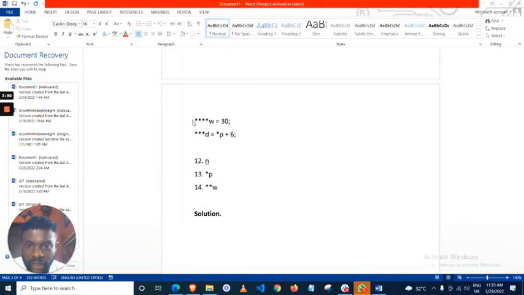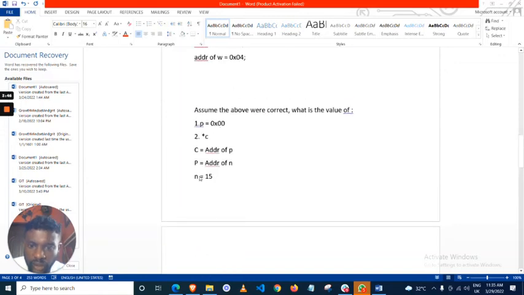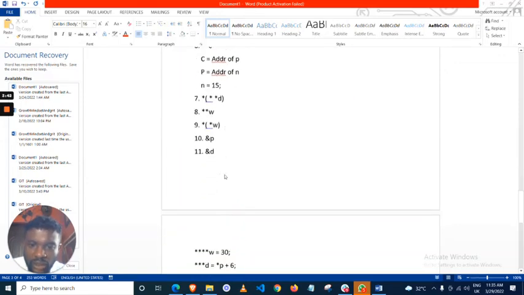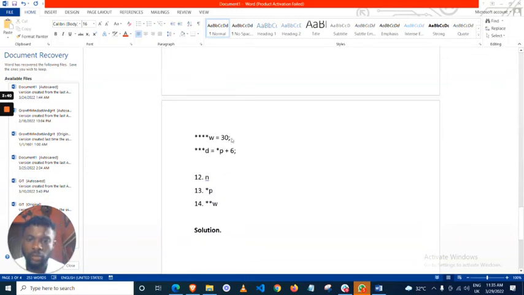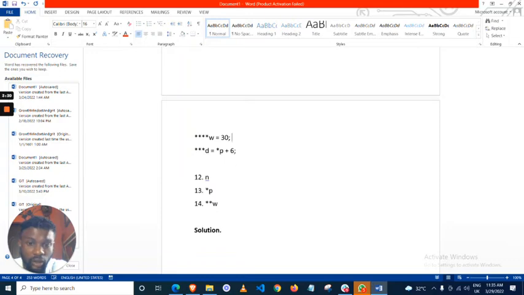So this is just like saying I've changed the value of N from what it was initially, from 15 here, to becoming 30 here. Take note, this is different. If I say W is 30, it's quite different. It will not give you the same thing. You're not dereferencing. But use of these 4 asterisks means I've dereferenced the value of N. So this statement means wherever you see N now, N is no longer 15 as it was initially. N is now 30.